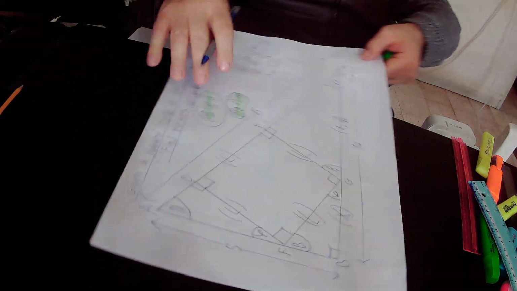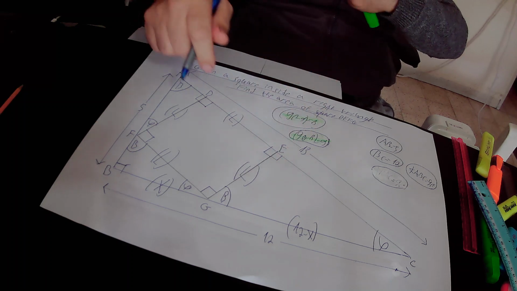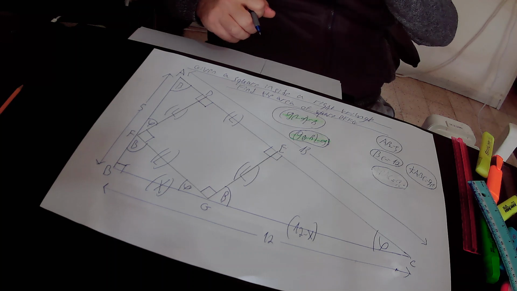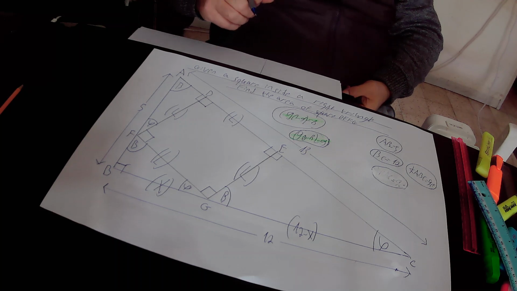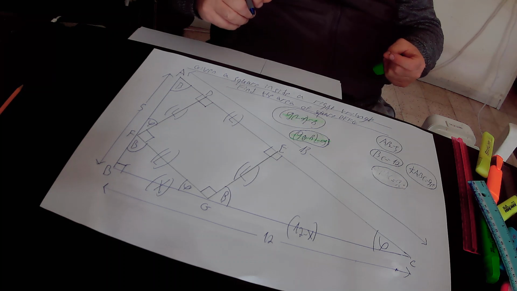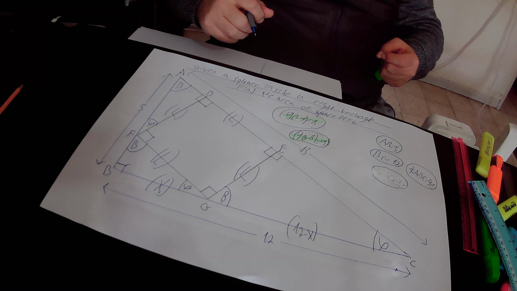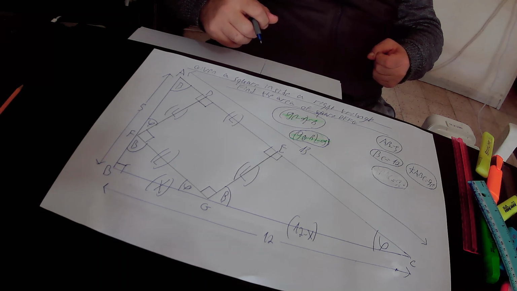So in the drawing, we have in total four right triangles: 1, 2, 3, and the big right triangle ABC. Each right triangle has the angles alpha, beta, and 90 degrees, and therefore all four triangles are similar to each other according to the angle similarity rule.